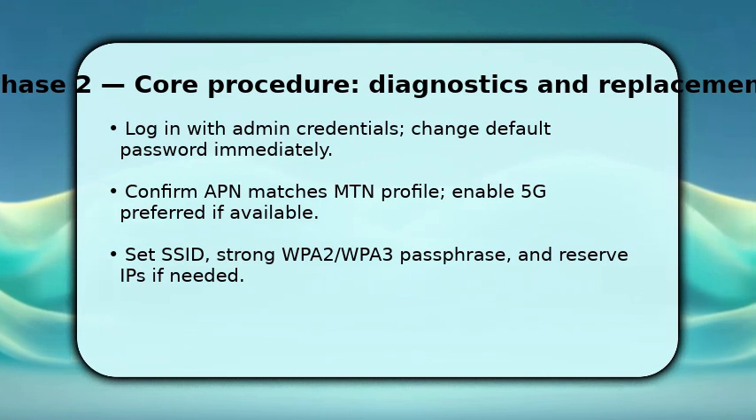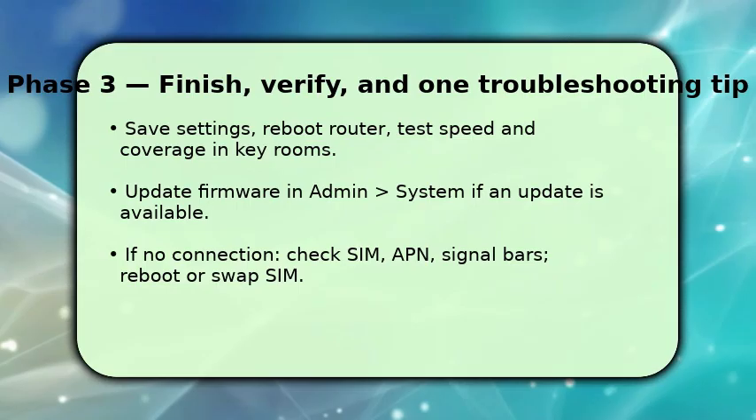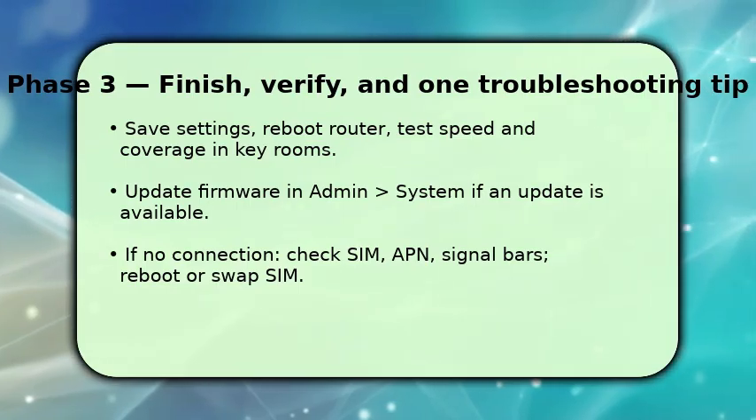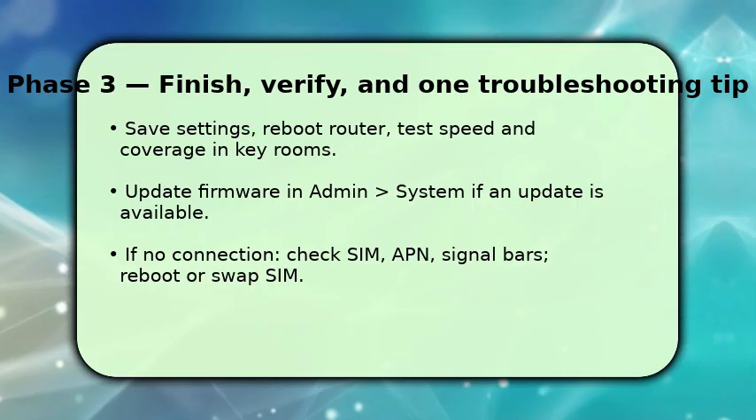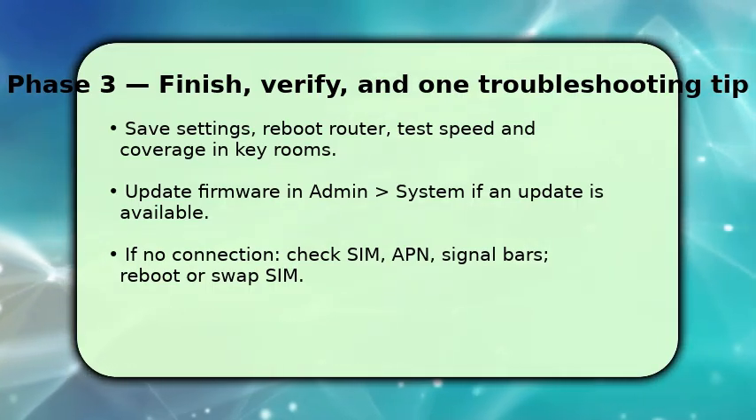You save your settings and reboot the router to apply changes, then test speeds and coverage in main areas so you verify performance. Make sure the firmware is current by checking admin system and installing updates. Newer firmware often fixes stability and speed issues.